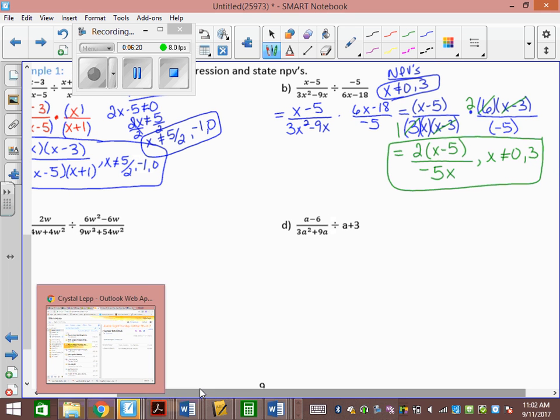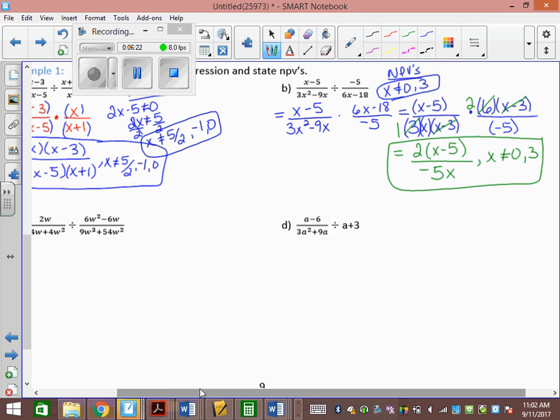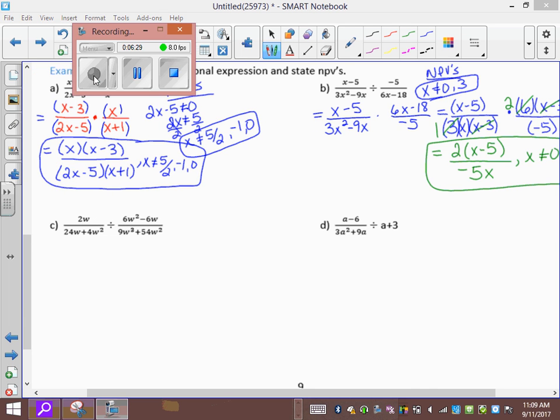Try C and D. So the first step, I'm going to rewrite the right-hand side flipped. Then you're going to take out GCF or difference of squares, all of the numerators and denominators.